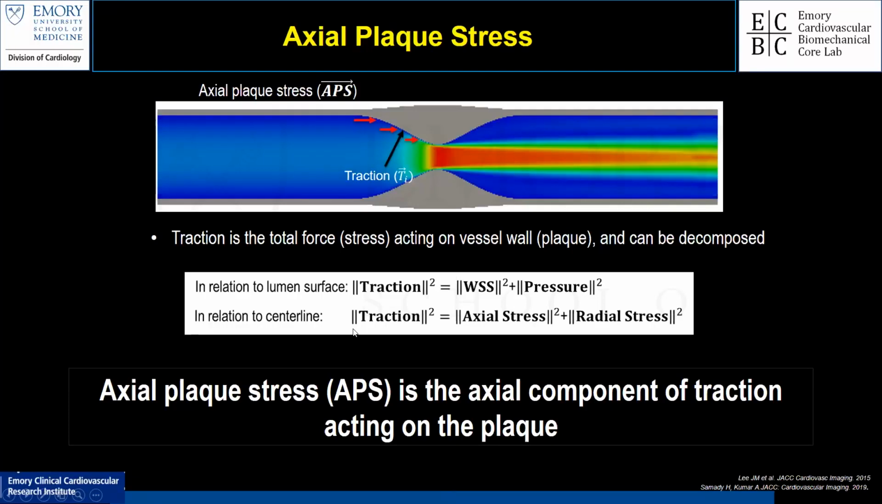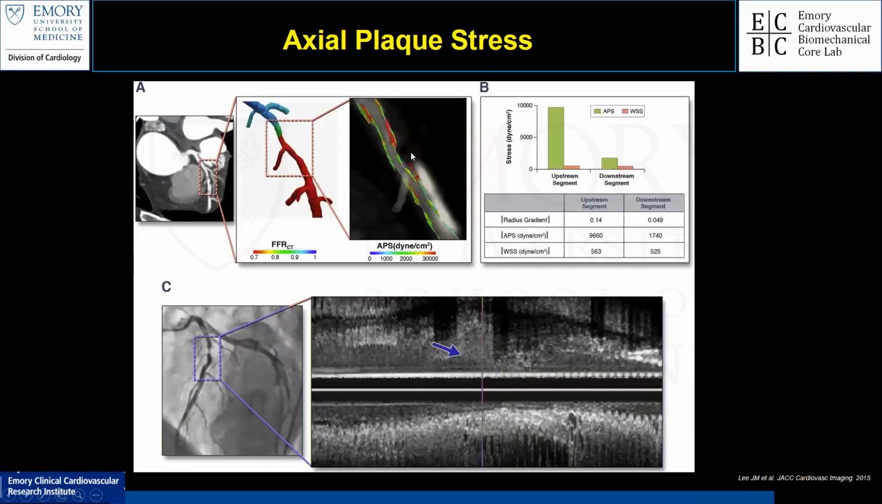Now, there are other hemodynamic forces acting on the plaque. And so another important local hemodynamic force acting on the plaque is axial plaque stress. Axial plaque stress is the axial component of traction acting on the plaque.